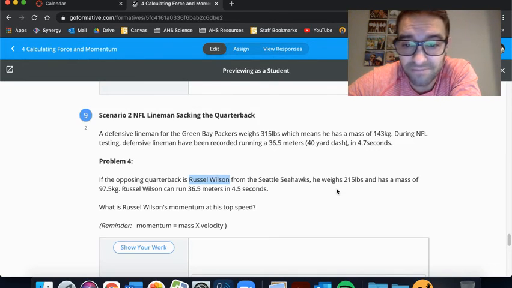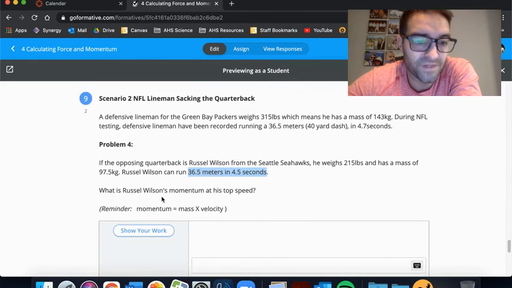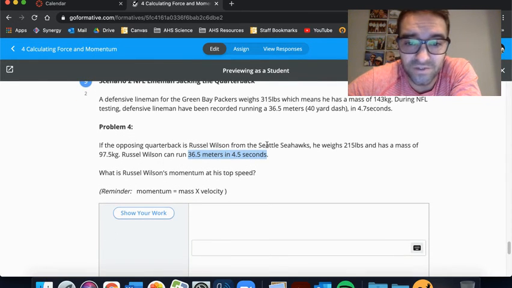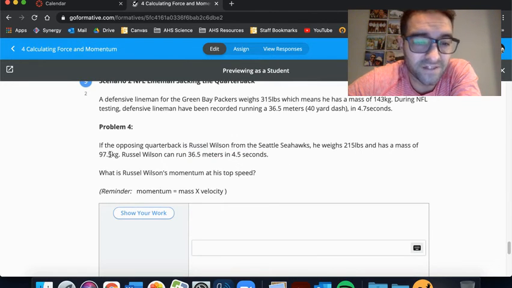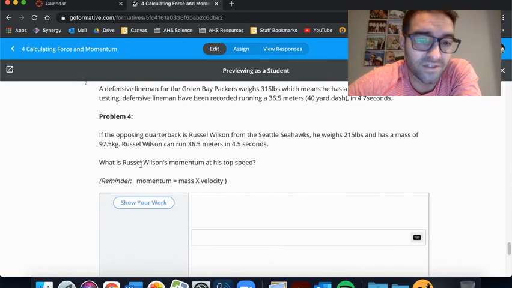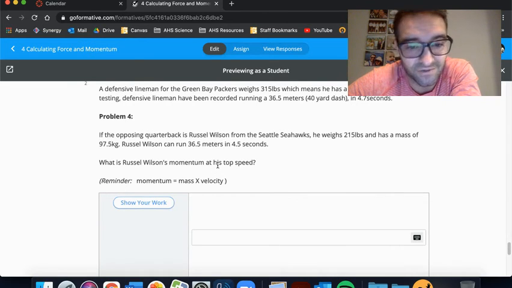But so I looked up his weight and his mass and his 40-yard dash time. So here we are. So if the opposing quarterback is Russell Wilson, he weighs 250 pounds and has a mass of 97.5 kilograms. Russell Wilson can run the 40-yard dash, 36.5 meters, in 4.5 seconds. So what is Russell Wilson's momentum at his top speed? So I'm not asking you to do the acceleration, all that stuff. We're just going to talk about his momentum when he's at top speed.